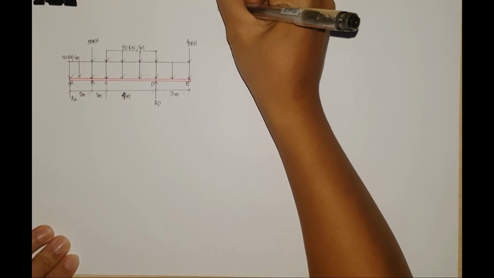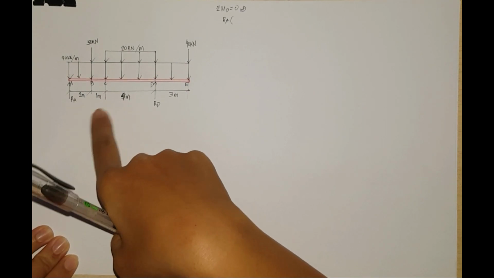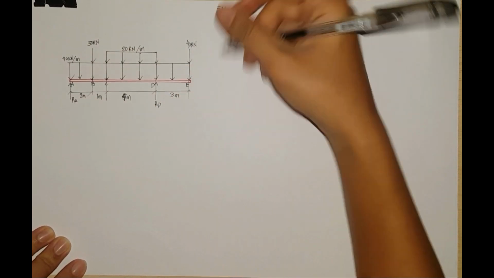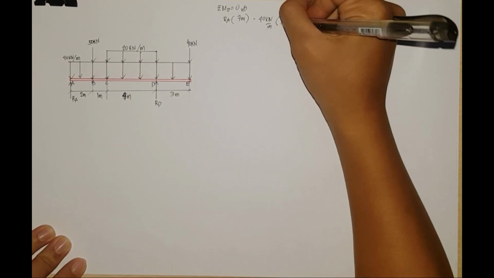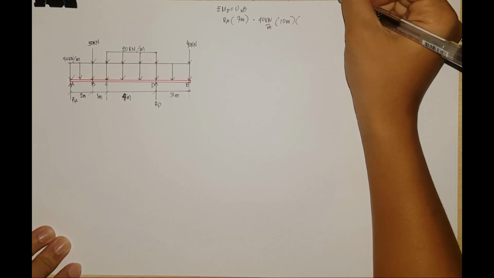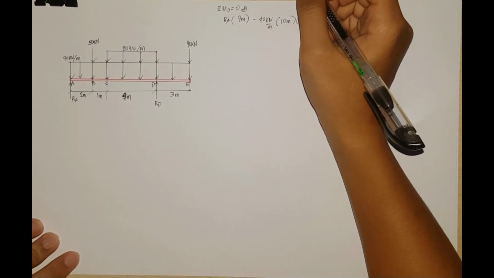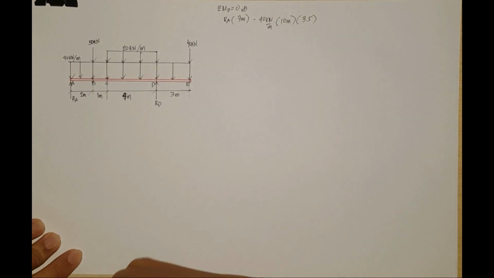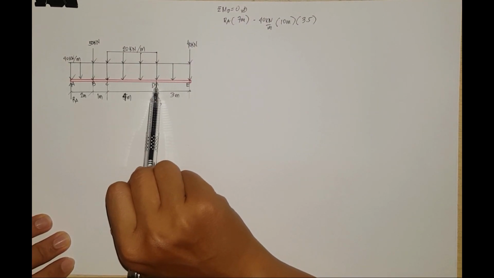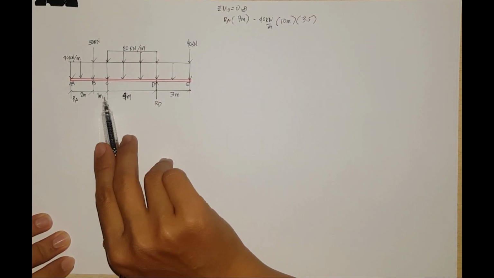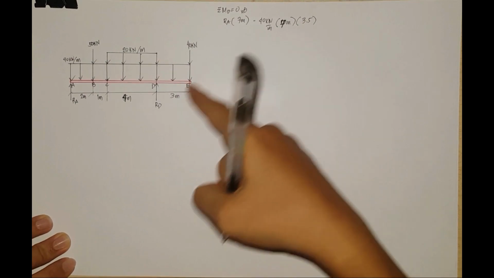So we have taking the summation of moment at this equal to 0, clockwise positive. So we have RA multiplied by 7 meters minus 40 kilonewton per meter, length is 4, 5, 6, 7, 8, 9, 10, so we have 10 meters. And then the moment arm is at this part, 5, 6, 7, so 3.5 meters. So mali, segment muna pala A to D. So we have 40 kilonewton per meter, and then 5, 6, 7, so we have 7 meters multiplied by 3.5 as the moment arm.